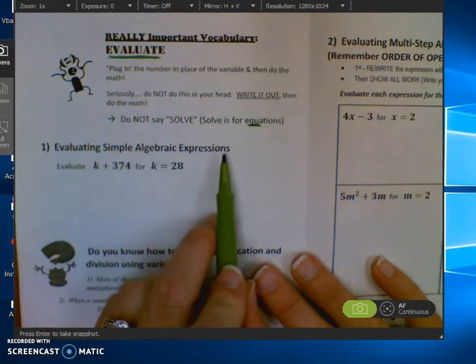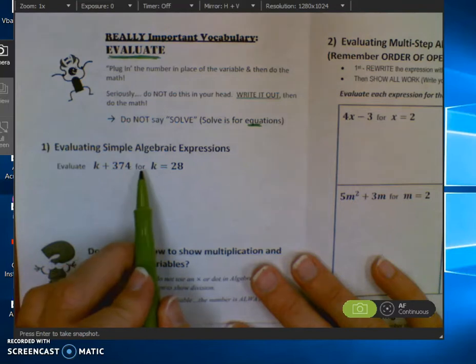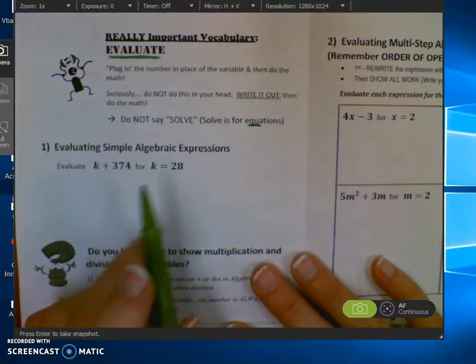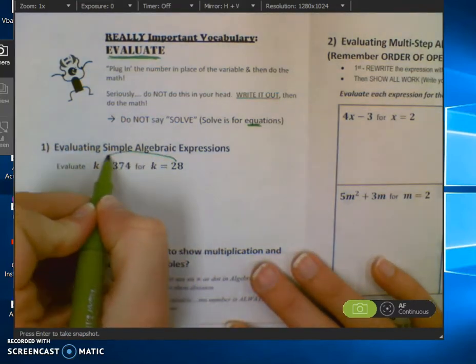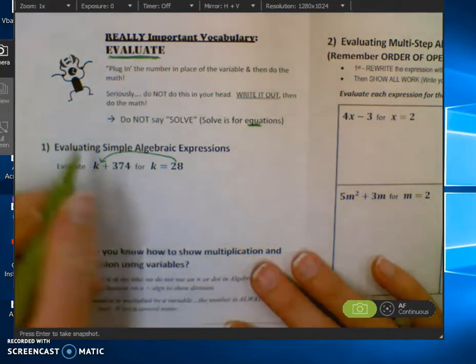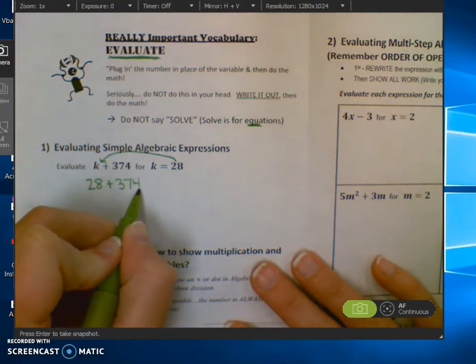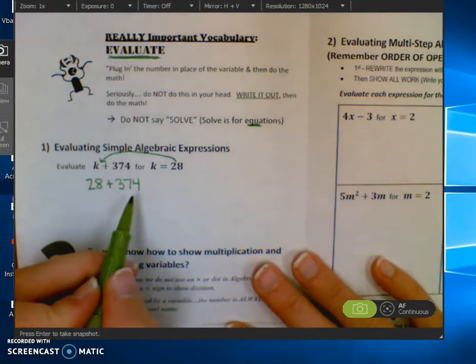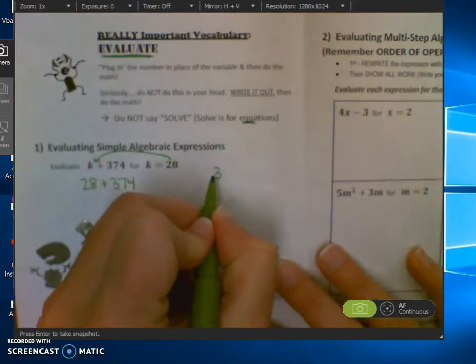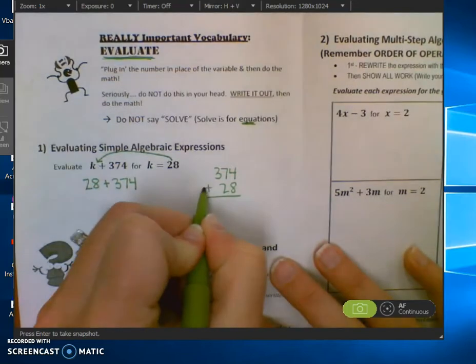Evaluating simple algebraic expressions. Evaluate k plus 374 for k equals 28. So when we do this, we're taking 28 and we're plugging it in for k. So if k is equal to 28, we're going to plug it in here, and 28 plus 374. Again, you need to write this step out, and if you need to show work on the side, I recommend it. I'm going to add these to the side.